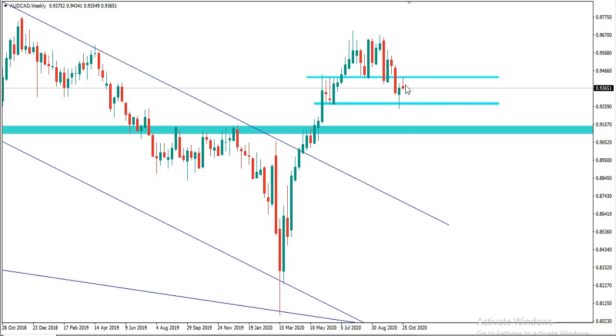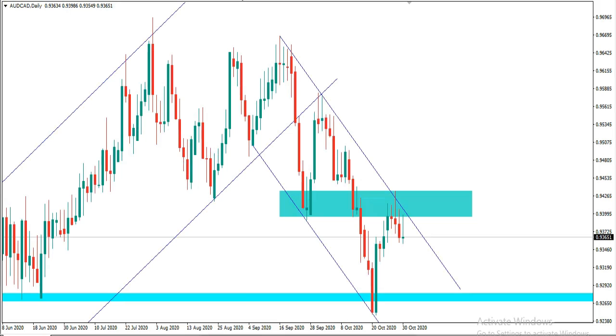So with the price finding resistance at this level of structure right here, we can expect further drop in the price down to our overall monthly target. So from the monthly time frame, we want to see the price drop. From the weekly time frame, we are seeing bearish price action that suggests a drop in the price of AUDCAD. So that's what we have from the weekly time frame.